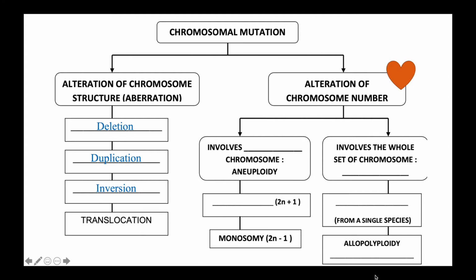There are two types of changes to the individual's overall chromosome number. This change can involve just a single chromosome, in a condition called aneuploidy. Sometimes, this change can involve the whole set of chromosomes, in a condition known as polyploidy.